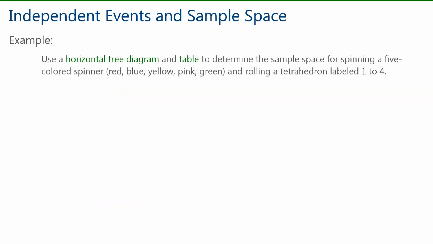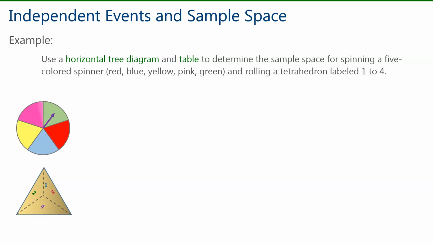Here's another example. This time we're being told to use a horizontal tree diagram and a table to determine the sample space for spinning a 5-colored spinner and rolling a tetrahedron labeled 1 to 4. The colors on our spinner are red, blue, yellow, pink, and green. Our first event is the spinning of the 5-colored spinner.